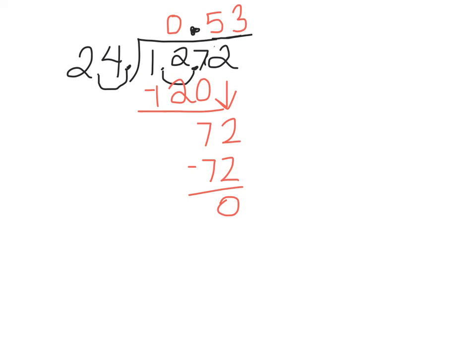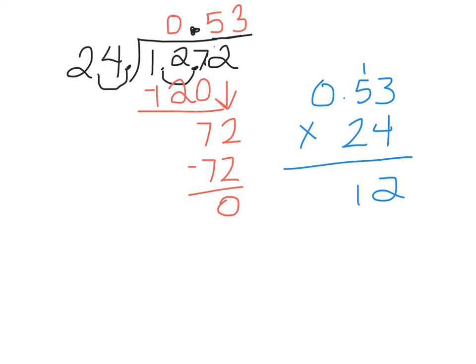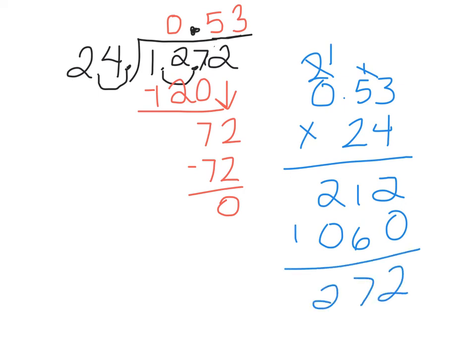Now to check that, I'll multiply the quotient 0.53 times 24, and that would be 12, 2, 1, 2, 0, 6. Let me cross these off. 2 times 5 is 10. 1, 2, 7, 2, 1. I have two numbers behind the decimal in the quotient, 12.72, and right here is 12.72.